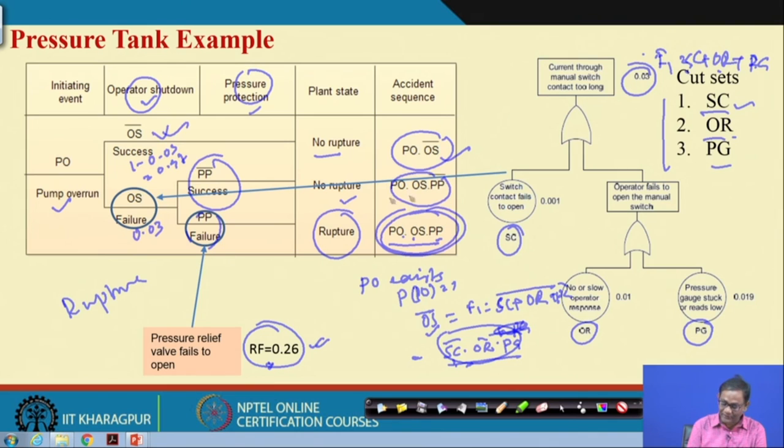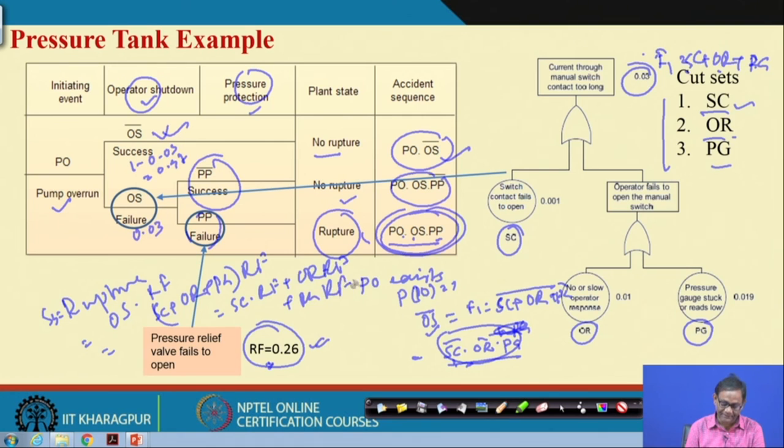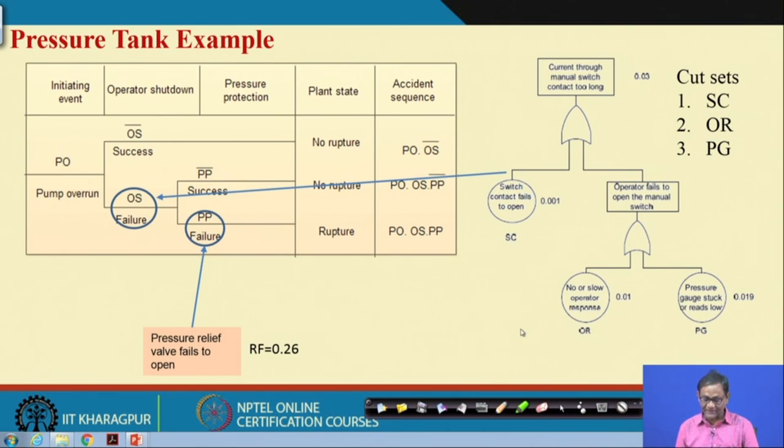So as a result, if I want to get the fault tree for the rupture scenario, S3 in this case, this will be your OS into PP, which is nothing but RF, where OS is SC plus OR plus PG, into RF. So that means SC into RF plus OR into RF plus PG into RF. So three different cut sets you are getting here. That is what we have discussed in the next slide.